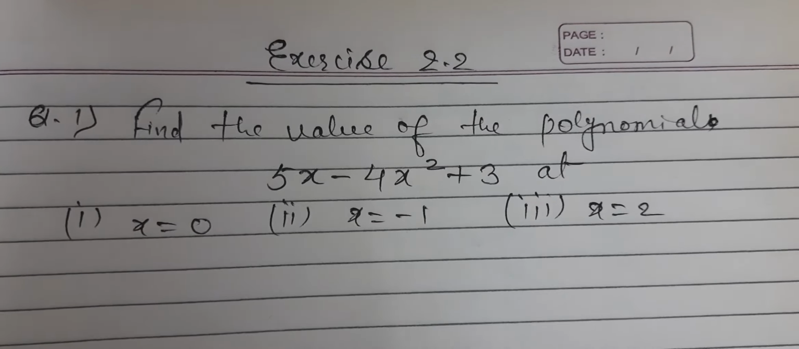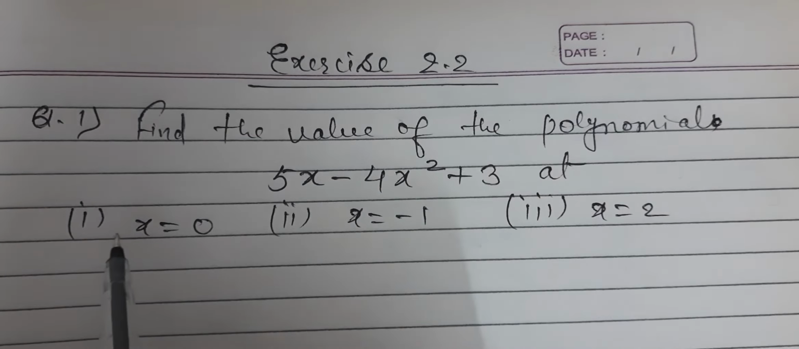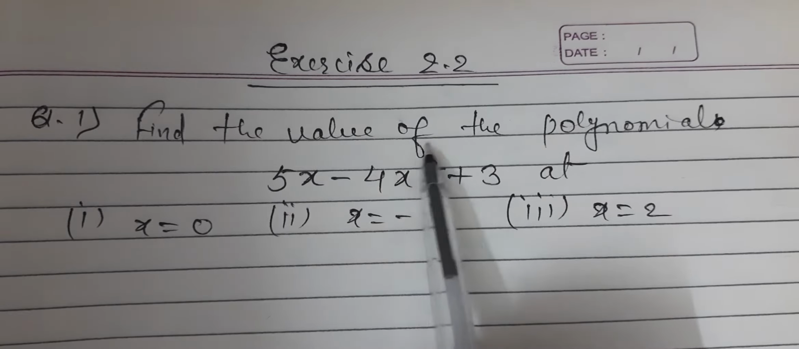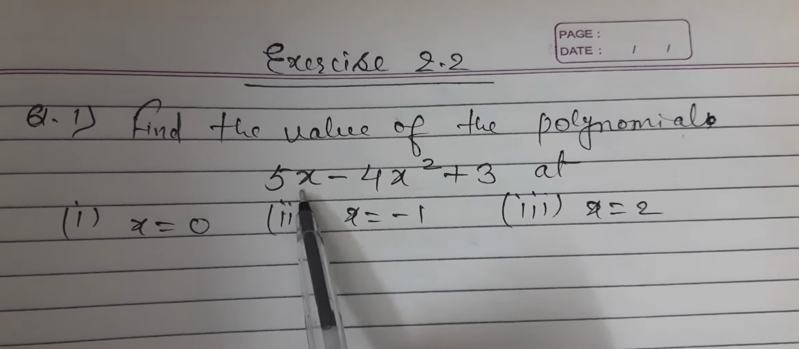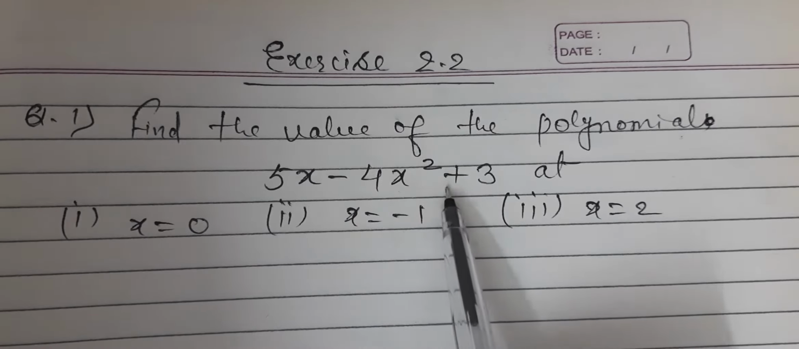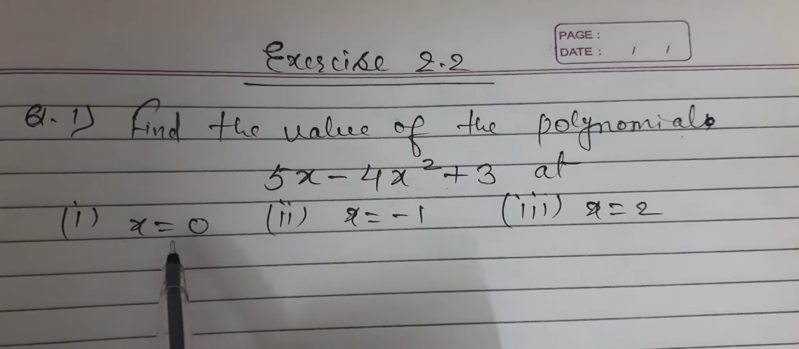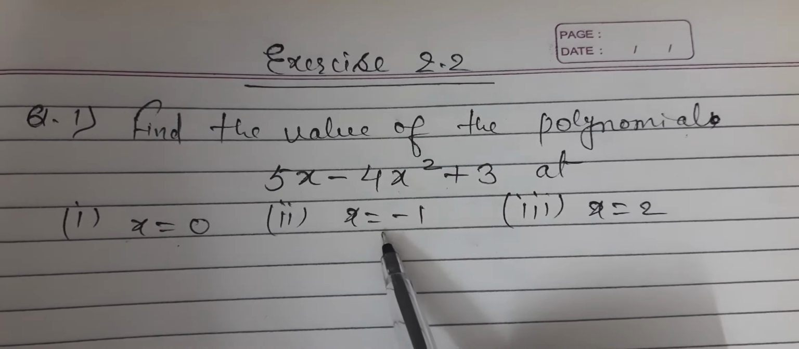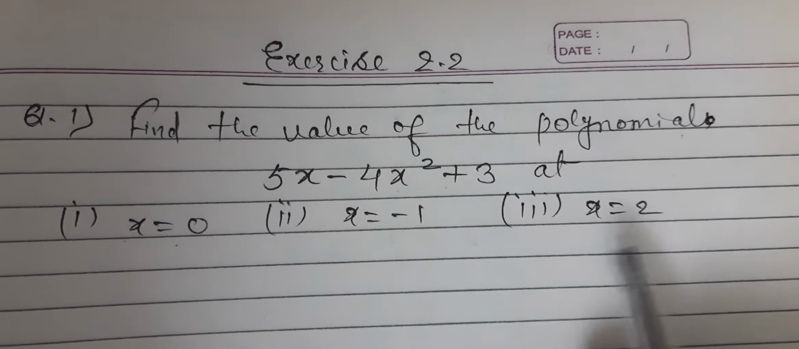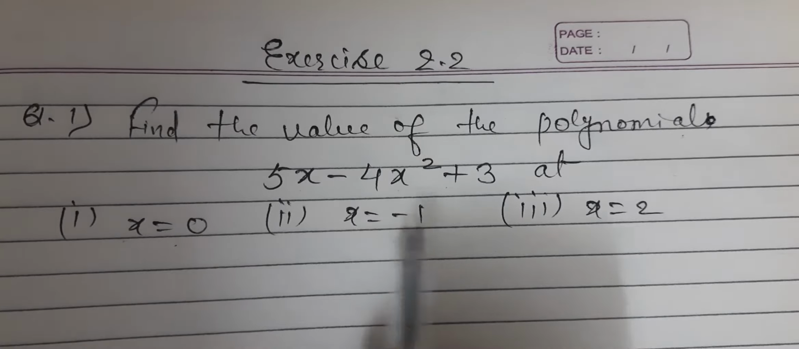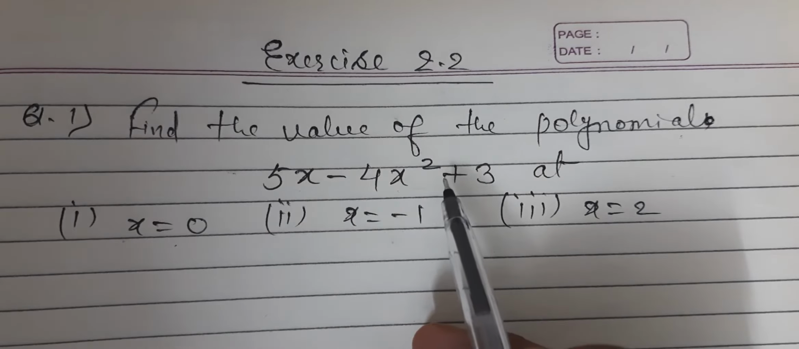Now let us solve exercise 2.2. Question number 1 is: find the value of the polynomial 5x minus 4x square plus 3 at x equals 0, x equals minus 1 and x equals 2. Okay, at 0, minus 1 and 2 we have to find the value of this polynomial.